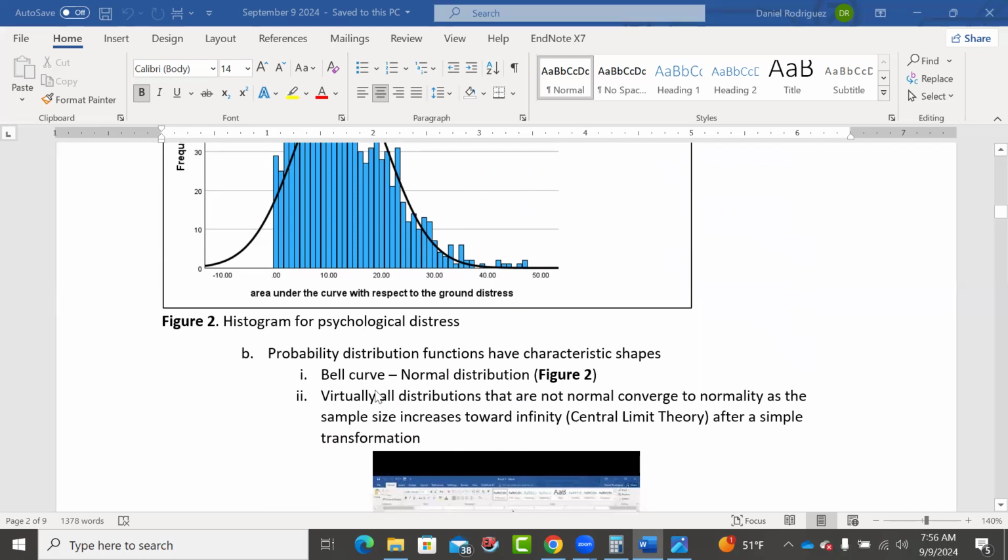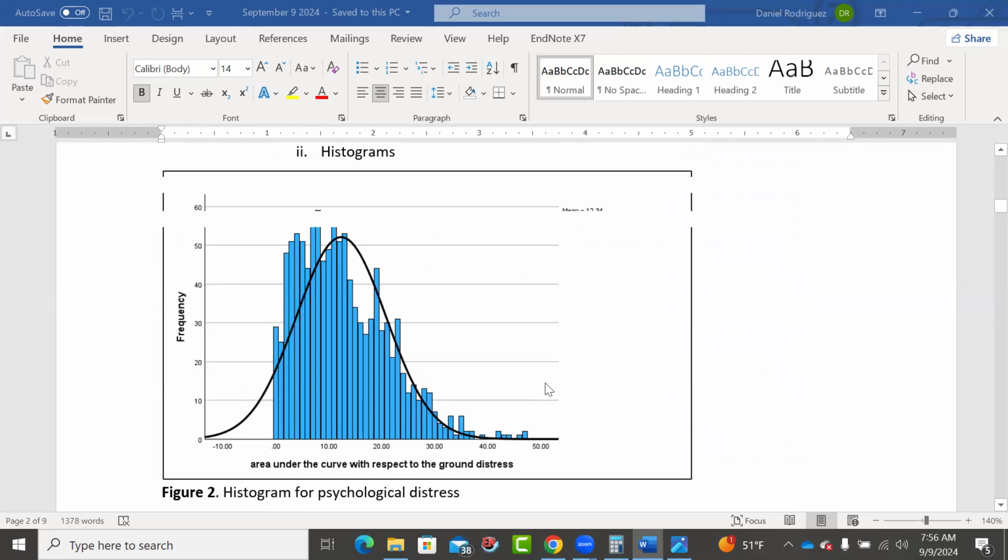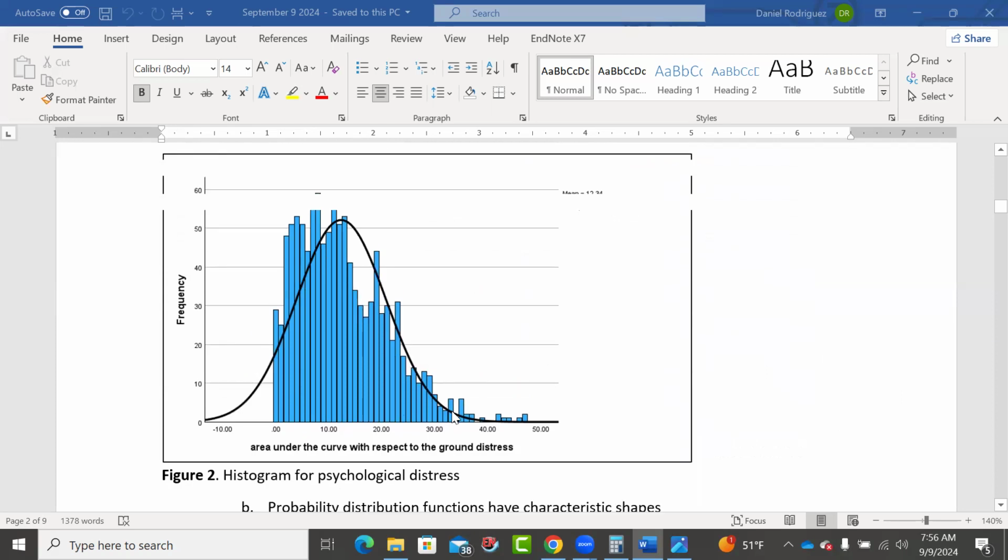So for instance, we have the bell curve for a normal distribution. If you look at this figure, you can see the bell curve right here. It looks like a bell, right? That's why it's called the bell curve.